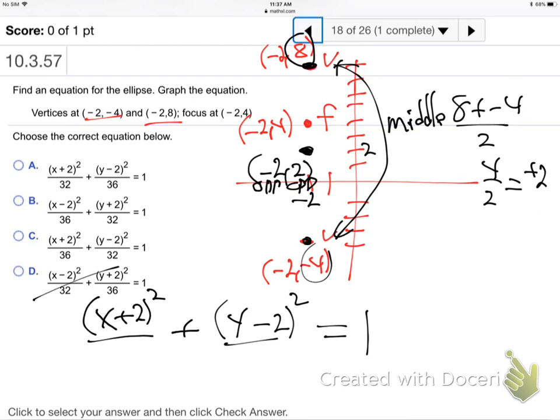So forget this answer. Forget that answer. It's A or C, because they have the x plus 2 and the y minus 2. Good? So now we've got to figure out which is which. How far from here up is it? It goes from 2 to 8, which is plus 6. So 6 squared goes underneath the y. 36 is under y. There it is.